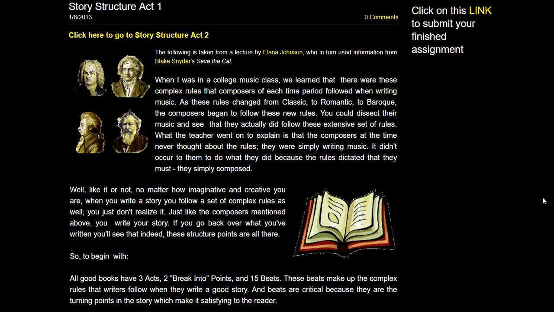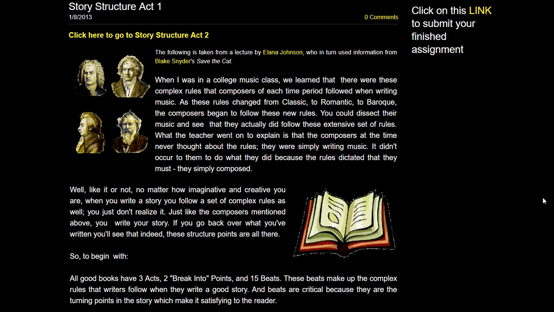What the teacher went on to explain, however, is that the composers at the time never thought about the rules. They were simply writing music. It didn't occur to them to do what they did because the rules dictated that they must. They simply composed. Well, like it or not, no matter how imaginative and creative you are, when you write your story, you're following a set of complex rules as well. You just don't realize it.